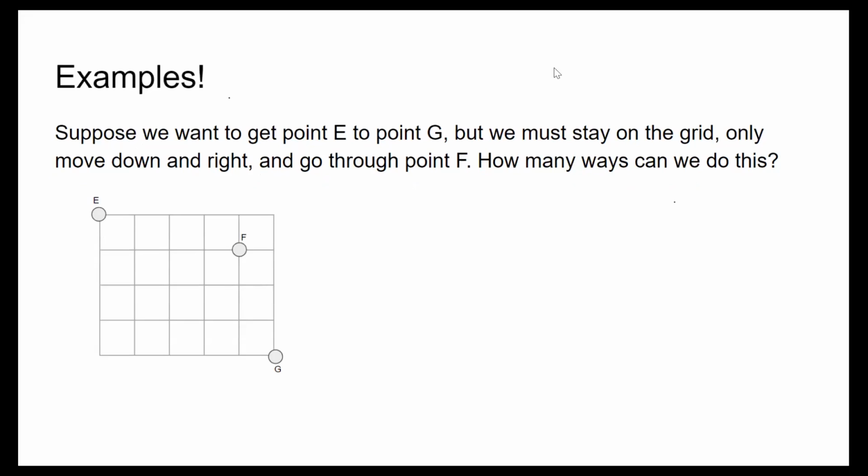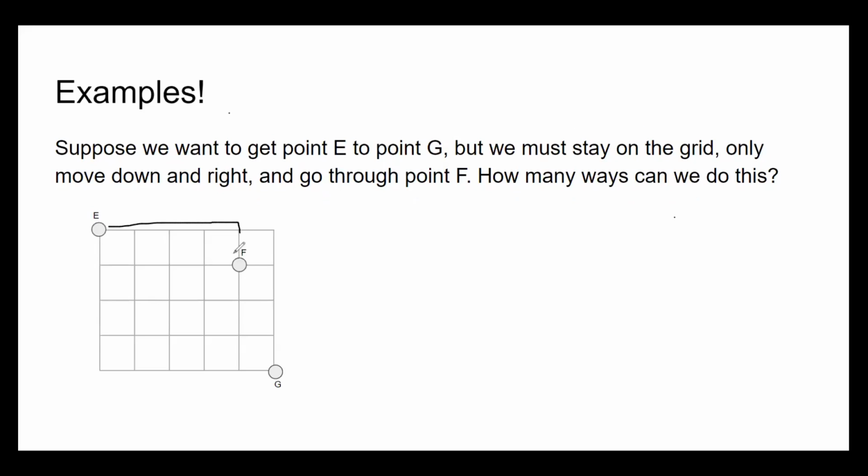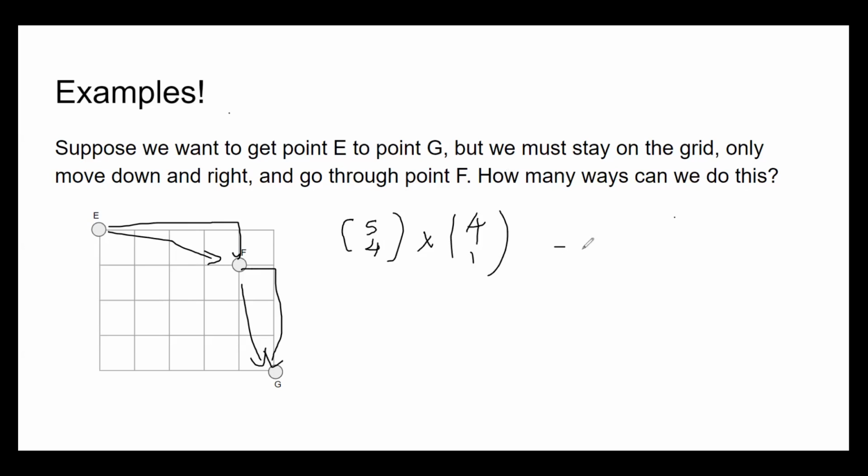All right, so I see you've gotten the first part, which is 20. There are simply 5 ways to get from E to F and 4 ways to get from F to G. You can split the problem into 2 sub-problems, going from E to F and F to G. E to F is just 5 choose 4, using the same method that we used for the previous problem. And from F to G, it's 4 choose 1, or 4 choose 3, whichever way you want to write it. That's equal to 20.